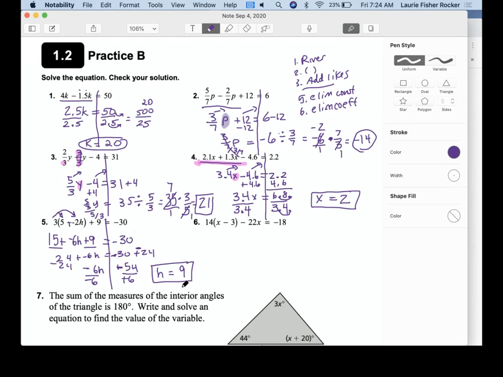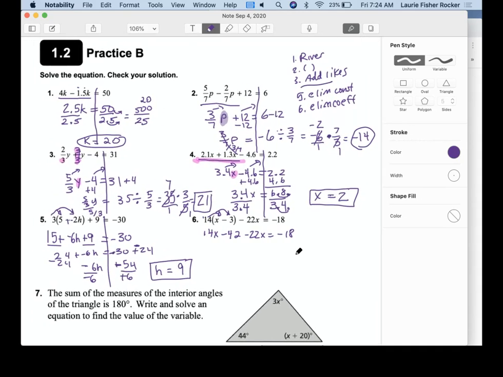So 14 times x minus 3 minus 22x equals negative 18. So we're almost done here. Okay, so just multiply. Now you're thinking 14 is kind of a big number. We could do it. 14x minus 3 times 4 is 12. Carry the 1, 3, 4. So 42 minus 22x equals negative 18. Please do not struggle with the multiplication. If you can't carry that multiplication pretty quick, pull up the Desmos calculator and get that done.